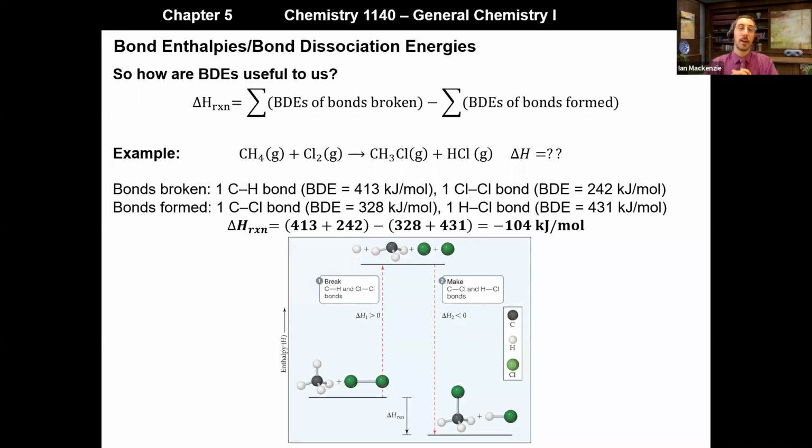Now, if we did this where we just have 1 mole of CH4 and 1 mole of chlorine, then that would just end up being negative 104 kilojoules. If we had a different starting mass of those, we could then figure out the number of moles of that and then use that to figure out the total amount in kilojoules using this amount in kilojoules per mole.